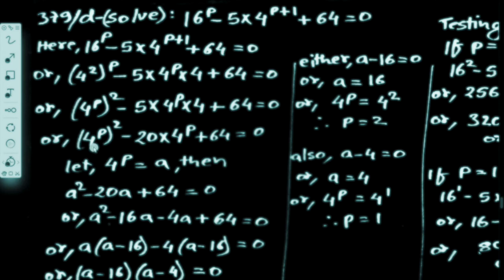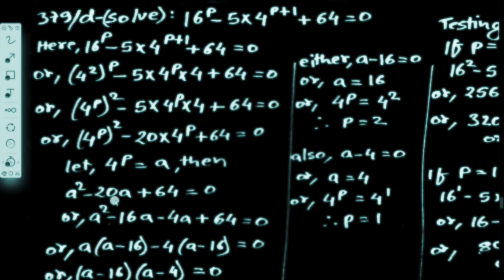Or (4 power p) whole square minus 5 into 4 is 20, 20 into 4 power p plus 64 equals 0. To make our calculation easy and simple, we should replace this 4 power p as a. Let 4 power p equal a.